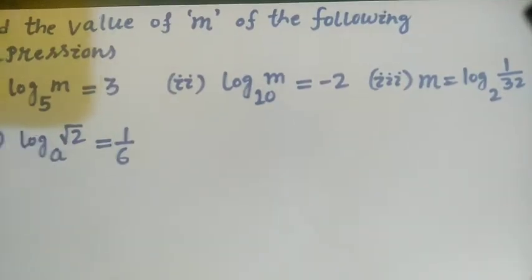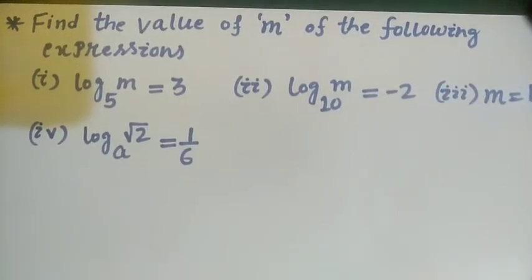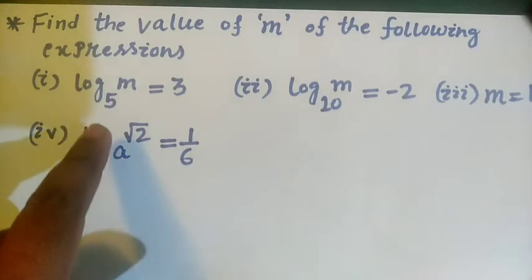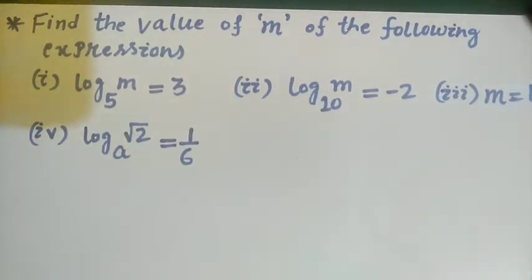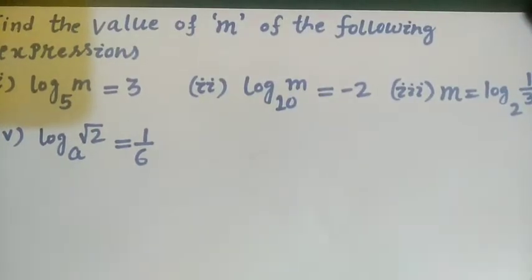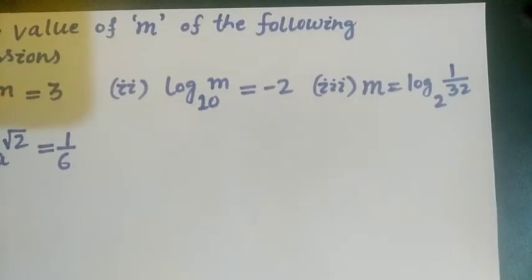The question is, find the value of m in the following expressions. The first question is logarithm of m with base 5 is equal to 3. In the second question, logarithm of m with base 10 is equal to minus 2. In the third question, m is equal to logarithm of 1 by 32 with base 2. Here also we have to find m.